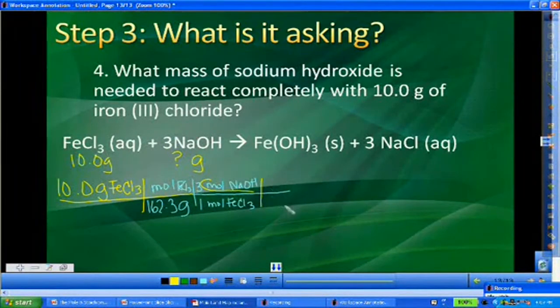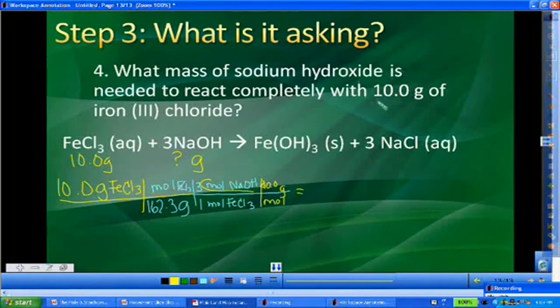Next step is to find the number of grams. So once again, we use our molar mass, which is in grams per mole. And you can calculate sodium hydroxide's molar mass. It is 40.0 grams. And then you should be able to calculate this and arrive at your answer.